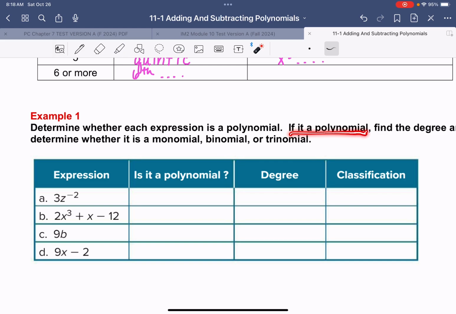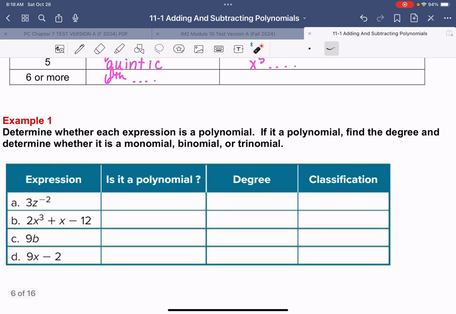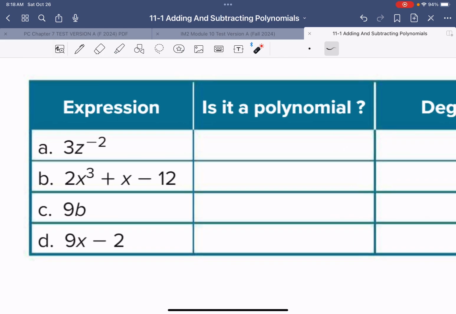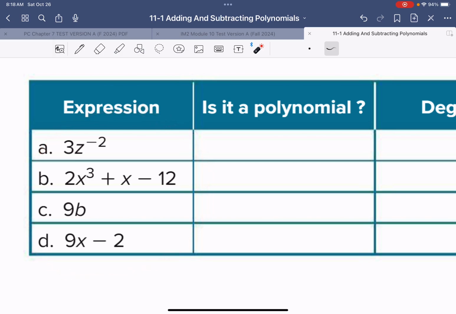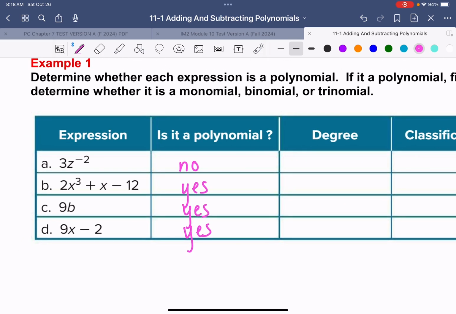And if it's a polynomial, find the degree and determine if it's a monomial, binomial, or trinomial. Okay, so remember our specifications. Which of these are polynomials? They have to have whole numbered exponents. So A is not even a polynomial. Not a polynomial. All of these are. Okay. And what are the degrees and the classifications?